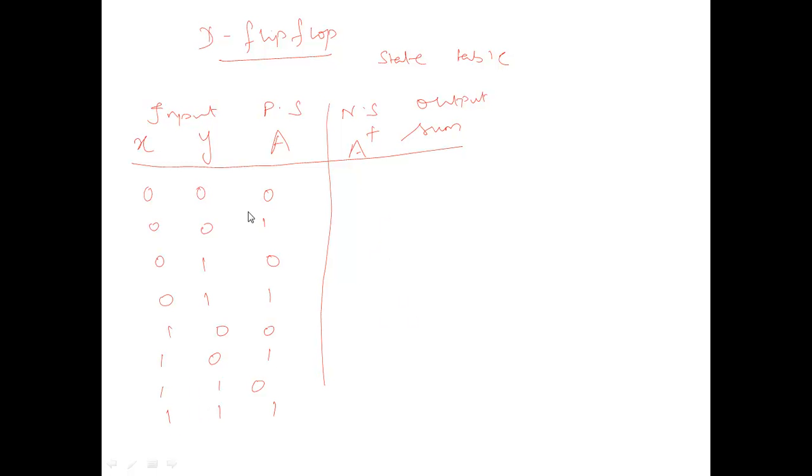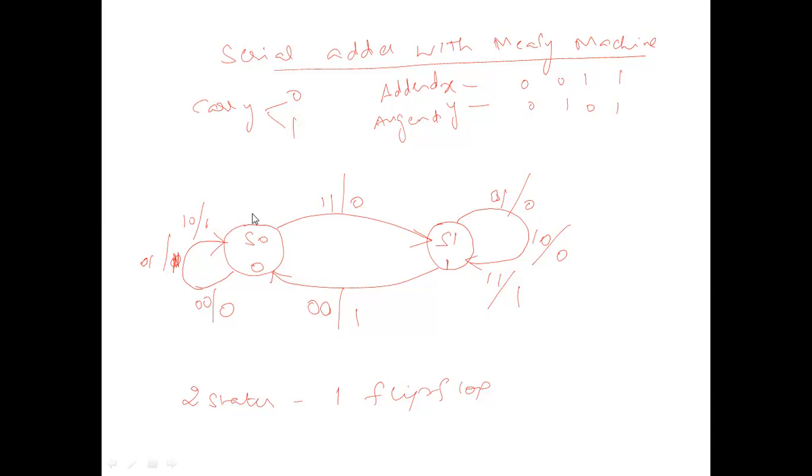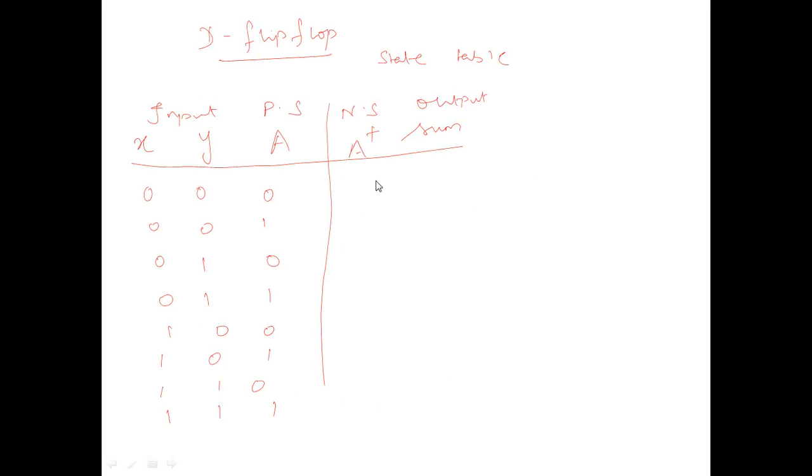By looking at the state diagram, you have to fill out what the next state and the output are. Let us take the first combination. Present state is 0, input is 0, 0. Present state 0 is nothing but state S0. With input 0, 0, the next state is also 0 and the output is also 0. You can look at this combination: present state S0, input 0, 0. The next state is 0, output is 0. You fill it like this.